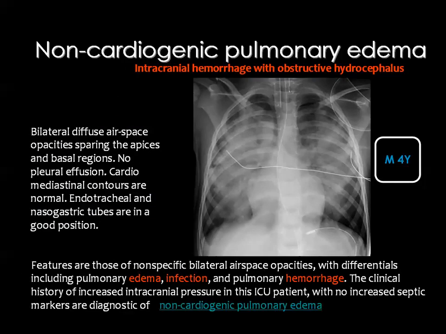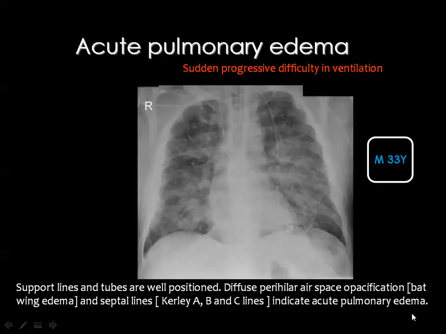In this patient with non-cardiogenic pulmonary edema, he has intracranial hemorrhage with hydrocephalus. Then you get two alveolar opacities on either side of the heart. According to the literature, the differential of these opacities will include edema, infection, and pulmonary hemorrhage. Because of the clinical history of the patient and the absence of septic markers, this can suggest the possibility of non-cardiogenic pulmonary edema.